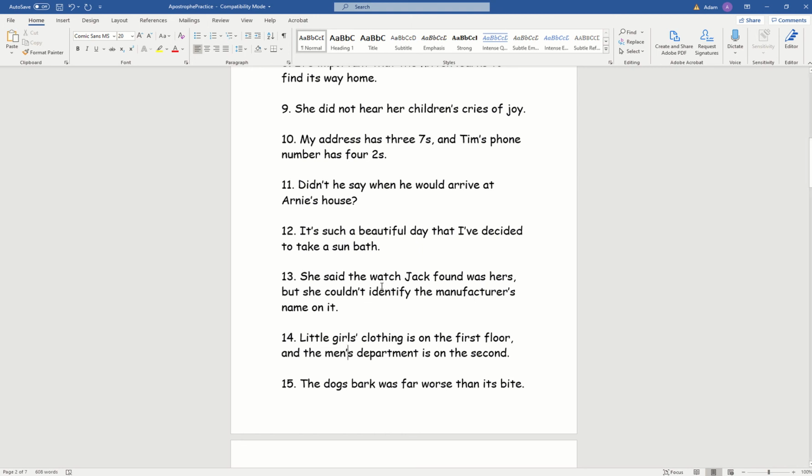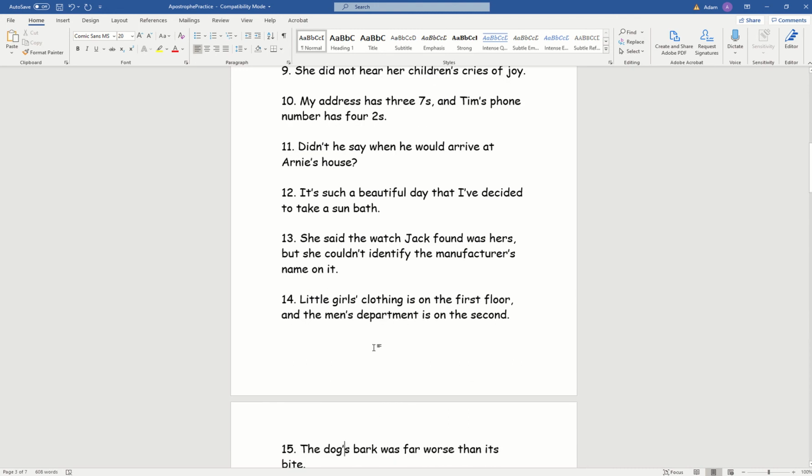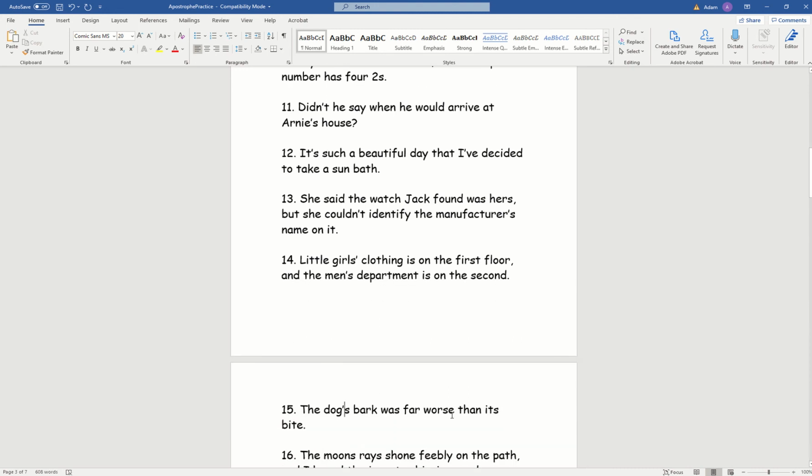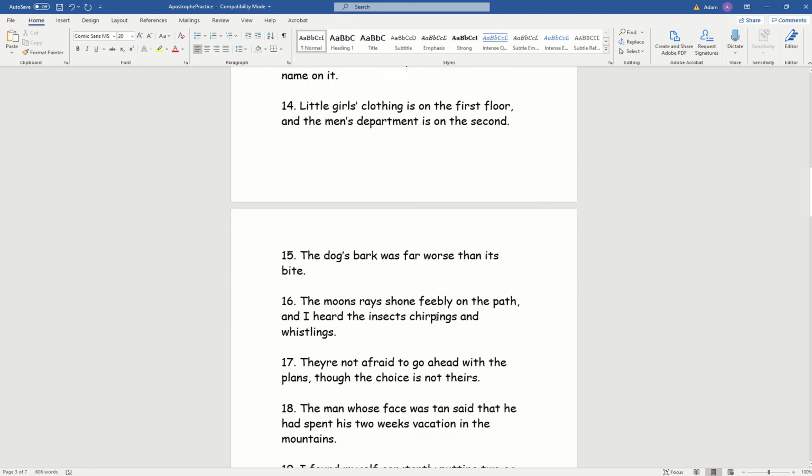The dog's bark was far worse than its bite. The dog's bark. The bark belongs to the dog, so there is possession. Dog does not end in S, so I'm going to go like that. Was far worse than its bite. It's not it, it is not it is, so I am not going to do that. And I'm going to leave it like that.